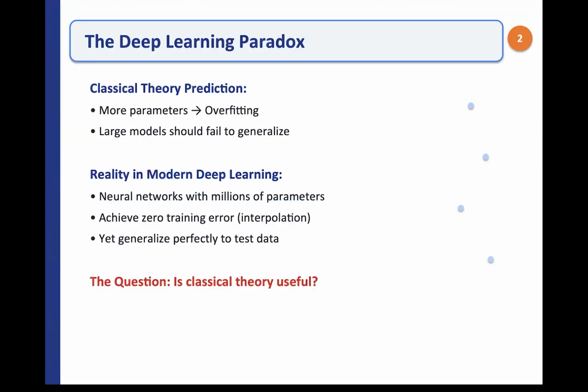Classical theory says models with more parameters should overfit and generalize poorly. Modern deep networks completely contradict this. They have huge numbers of parameters, fit the data perfectly, and still generalize extremely well. So the basic question is: is classical theory still useful, or does it break down in this regime?